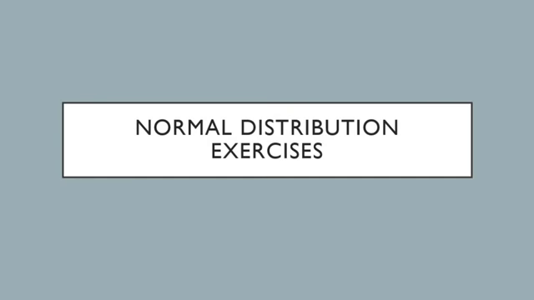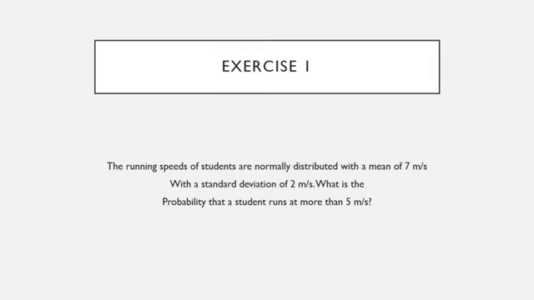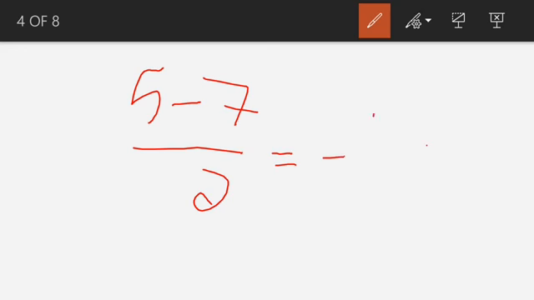Now we are going to move on to exercises involving normal distribution. For the first exercise, the problem is: the running speeds of students are normally distributed with a mean of 7 meters per second and a standard deviation of 2 meters per second. What is the probability that a student runs more than 5 meters per second? In order to solve the problem, we must first get the z-score. Following the computation, that's 5 minus 7 over 2, which results in -1.